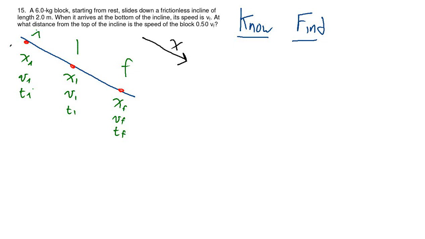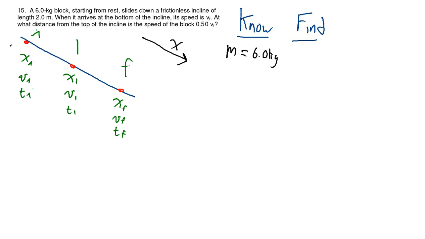So we have an object, a block, that has a mass of 6 kilograms. It starts from rest and slides down this frictionless inclined plane, and we're given the length of the plane. We're told that when this block arrives at the bottom, it has a certain speed, v sub f, and we're asked to find the distance from the top of the incline where the speed of the block is equal to 1/2 of what it is at the bottom.